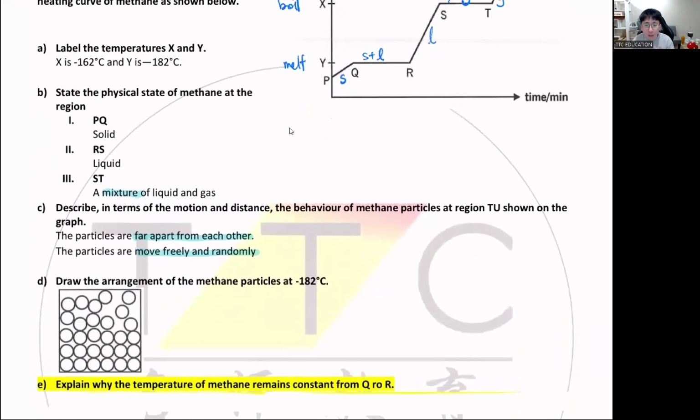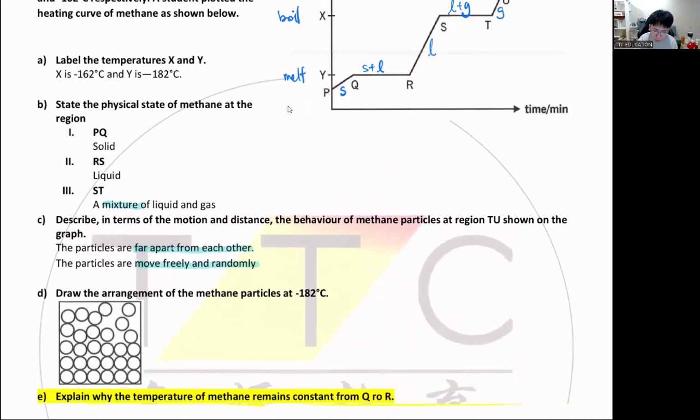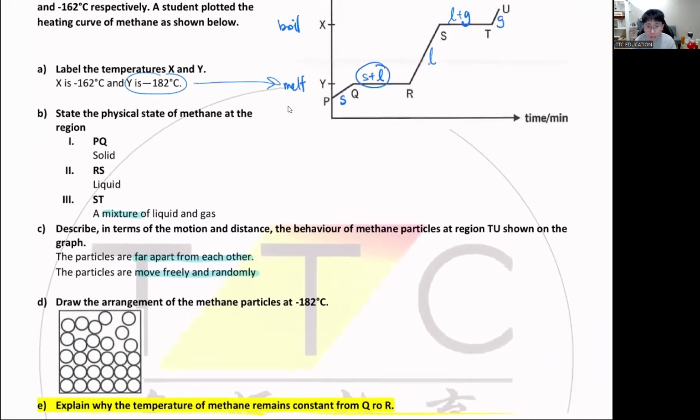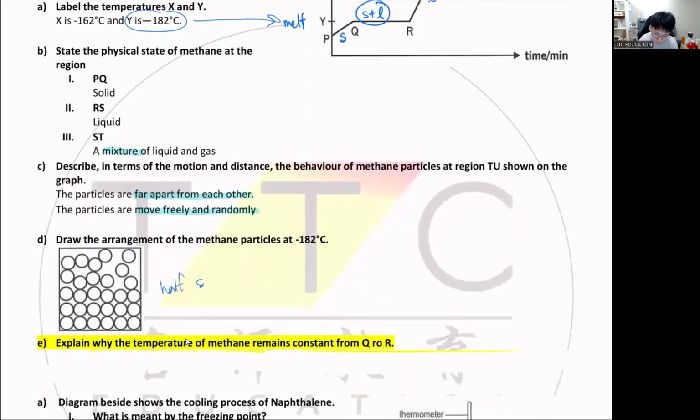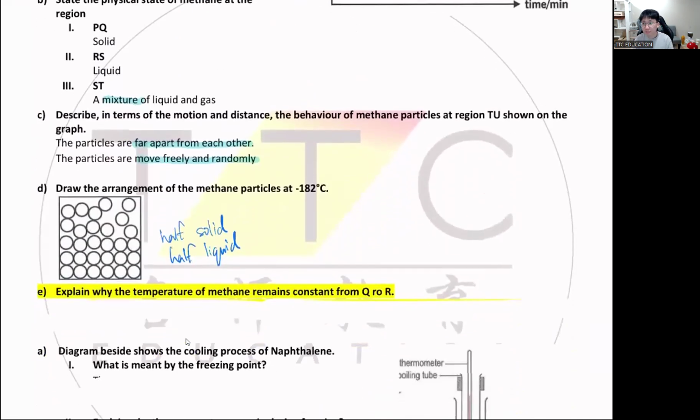Oh, sorry. Oh, guys, -182 is melting. My bad. Okay, -182 is melting. So it's solid and liquid. So half solid, half liquid. So this one must be half solid, half liquid. Sorry, I saw it wrong.